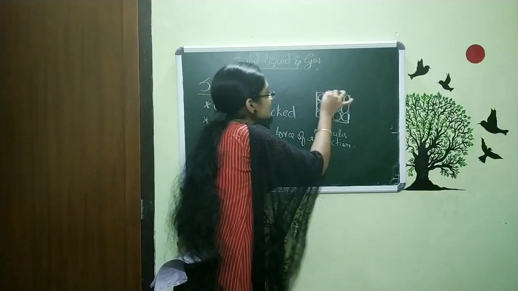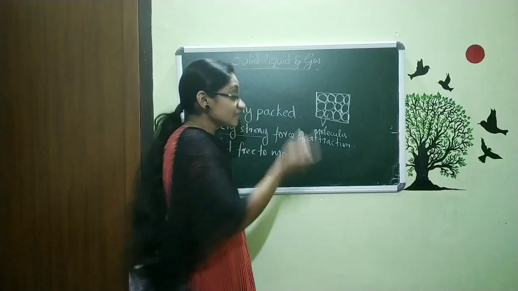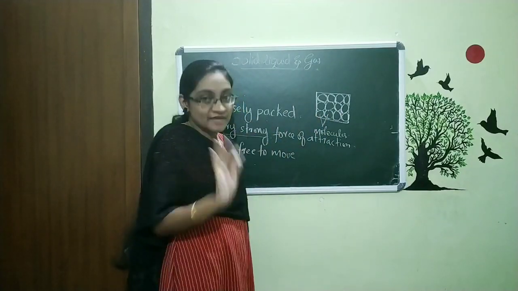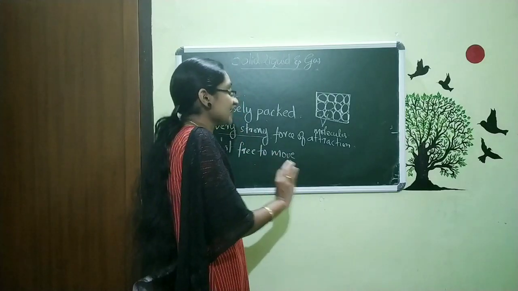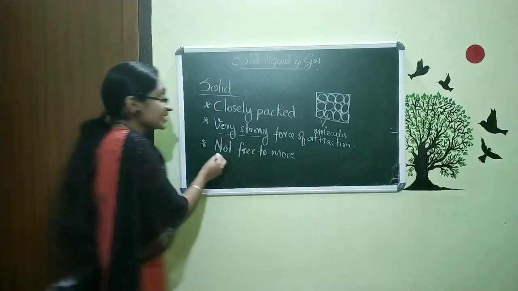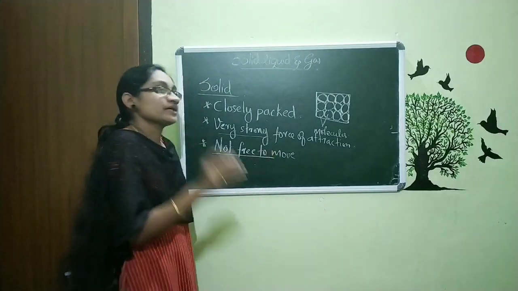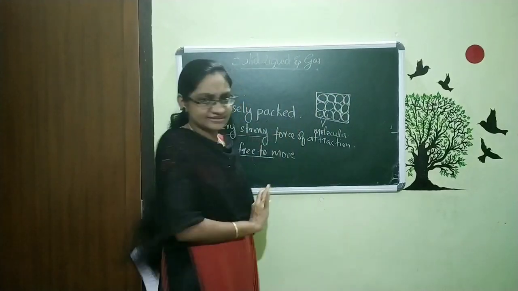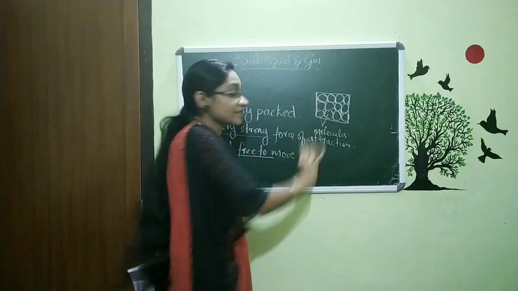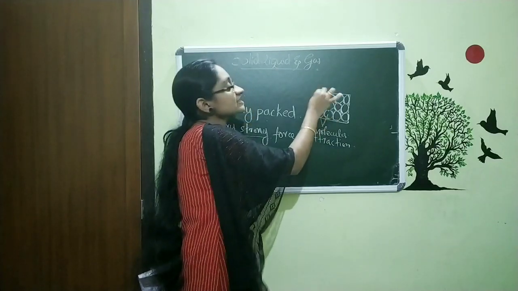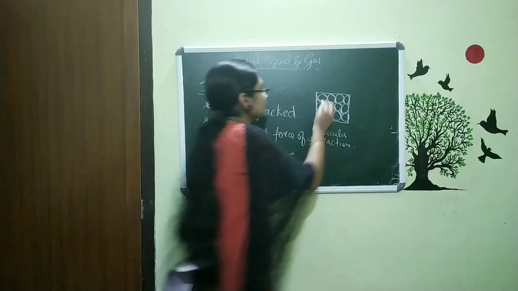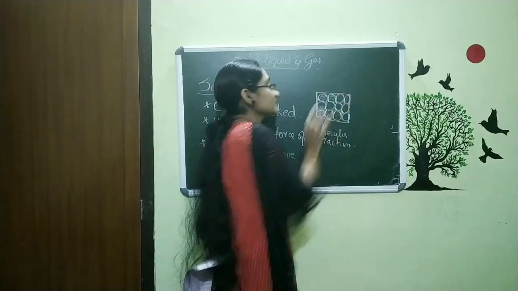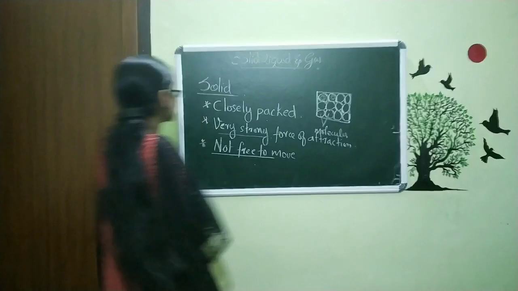That means this is one cube, and in this we have a number of molecules. For these molecules there is no space to move. So we can say they are very closely packed and they are not free to move. That means they are unable to move within this structure. Within the cube, these molecules are unable to move from one position to another. Simply, it means that this molecule will always be here and this will always be here and it is unable to move. That is the third point.